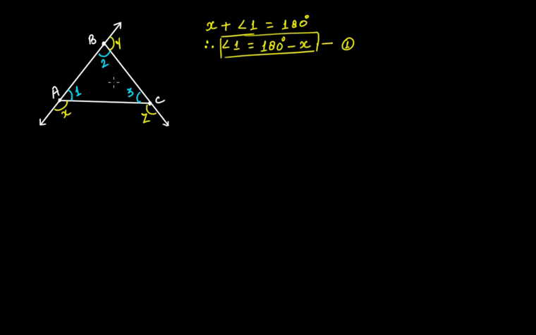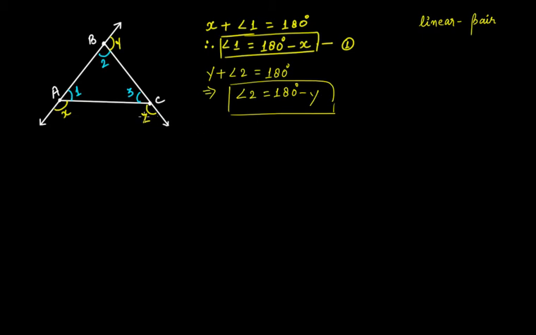From vertex B, y plus angle 2 is equal to 180 degrees. Same as in this case, these are linear pair. This is also linear pair. Therefore, this will be equal to 180 degrees, right? Due to linear pair. So from here, you get angle 2 is equal to 180 degrees minus y.